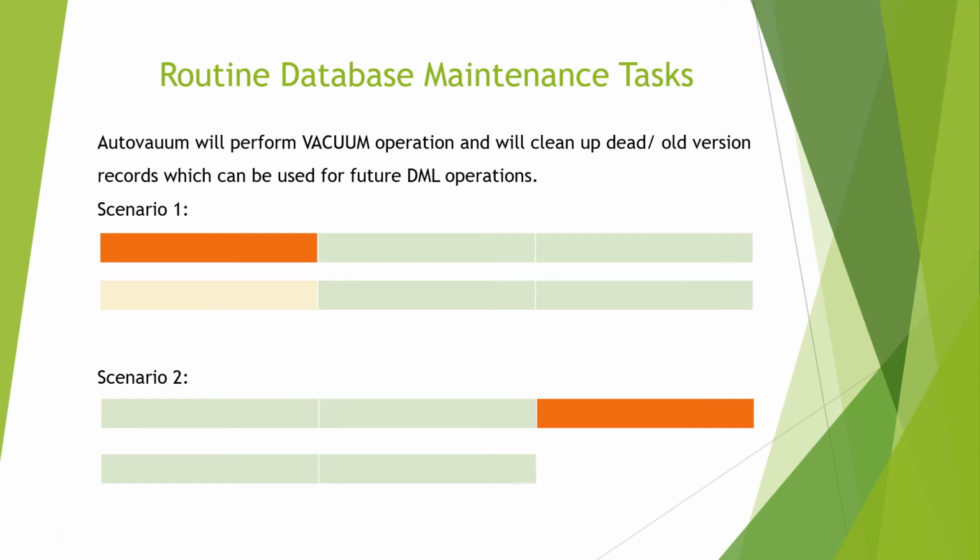Suppose I want to reclaim the space in my first scenario, then I should use a manual vacuum full operation. The difference between vacuum and vacuum full is that vacuum will allow DML operations in parallel, whereas vacuum full will not allow any DML or DDL operations in parallel. It is nothing but it will lock the table and do table reorganization. I will show that in my next step.